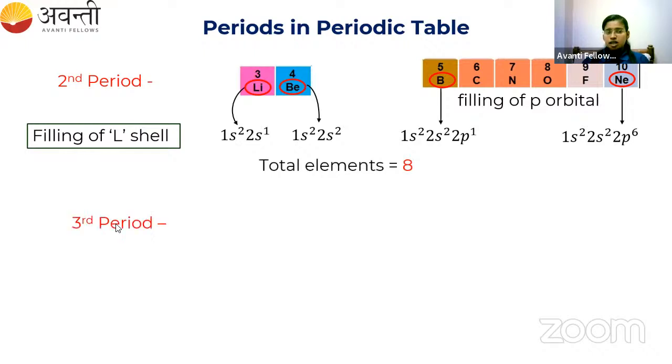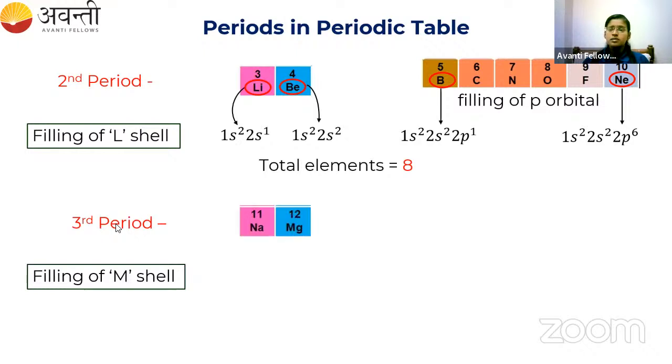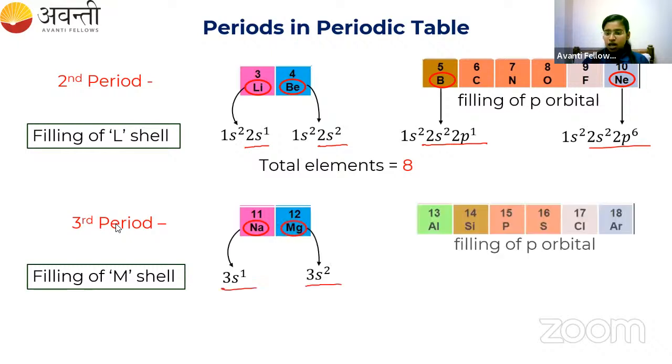Coming to the third period. In the third period, filling of the M shell takes place. It starts from sodium. For sodium, the outer electronic configuration is 3s1. In the second period, it goes from 2s2 2p1 till 2s2 2p6. In the third period, sodium is 3s1 and for magnesium it is 3s2. And from aluminium till argon, it is 3s2 3p1 till 3s2 3p6. So the outermost shell number will be 3 for the third period elements. So here in this period, how many elements are there totally?